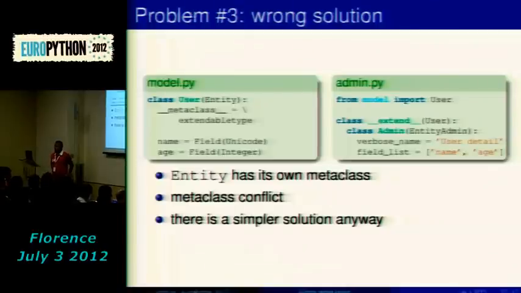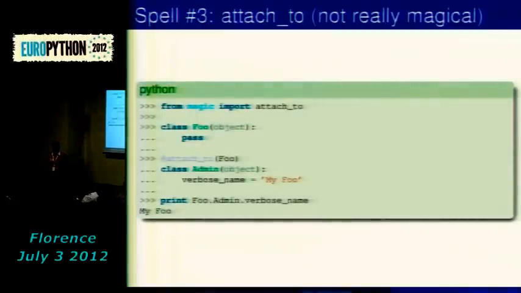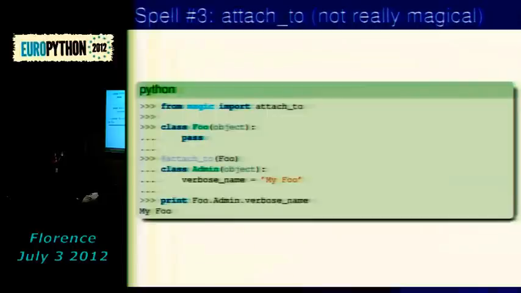Anyway, even if we didn't have this metaclass conflict, there is a simpler solution, because it's really a slightly different problem than the AST. Here we just have one thing to attach to the class. We don't want to extend with a lot of methods. We just want to attach one admin class. So we can use this other magic, which is not really magical. We will see the implementation, it's really easy, which I call attach_to.